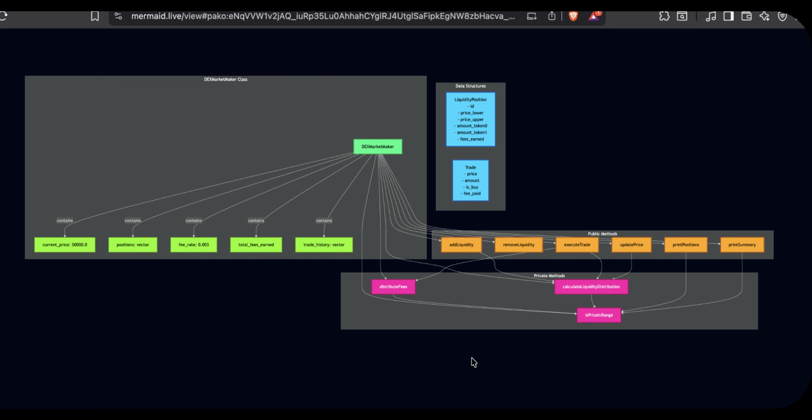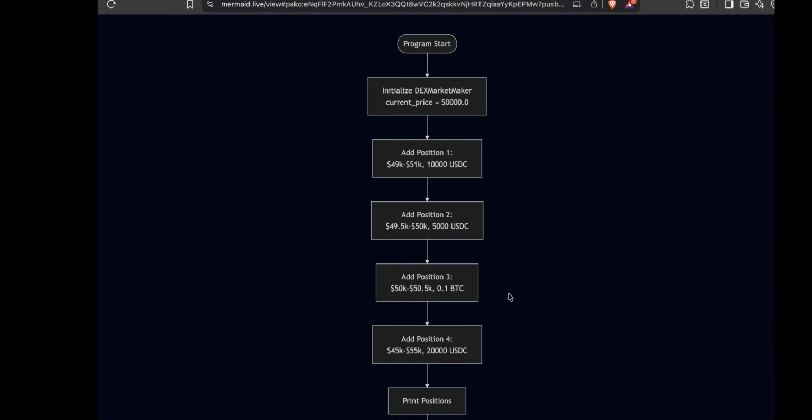Hello everyone. In this video, we'll build a decentralized exchange market maker that simulates liquidity provision in price bands, similar to how Uniswap V3 works. This implementation will demonstrate how liquidity providers can add liquidity to specific price ranges, earn fees from trades, and how the liquidity distribution changes as the price moves.